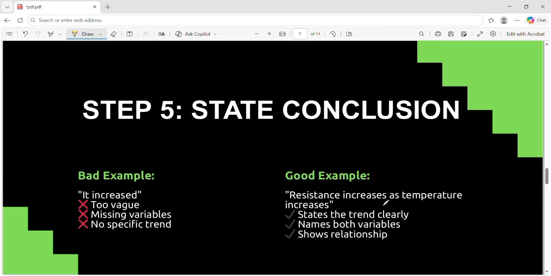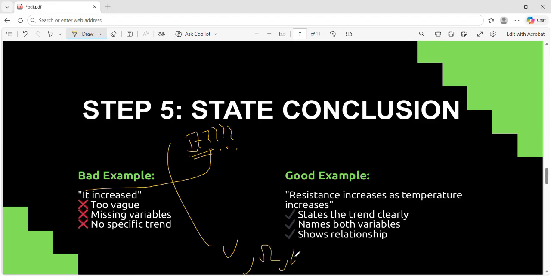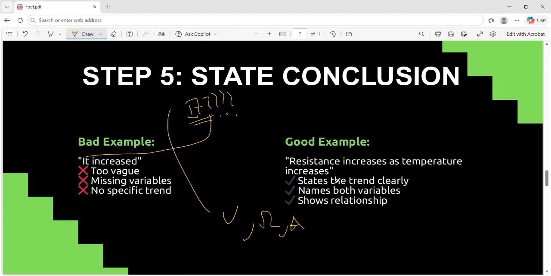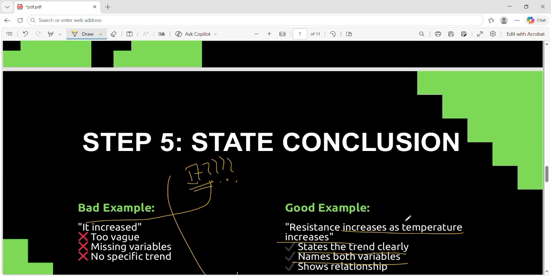Now state the conclusion. If you just say "it", the examiner does not know what you mean. What do you mean by "it"? You have to mention it. It could be voltage, it could be resistance, it could be your current, stuff like this. So for example, resistance increases as temperature increases. State the trend clearly, name both variables, and show the relationship.